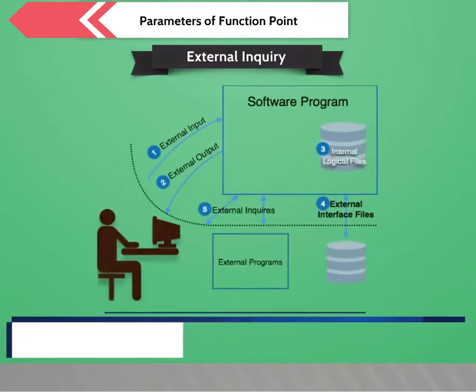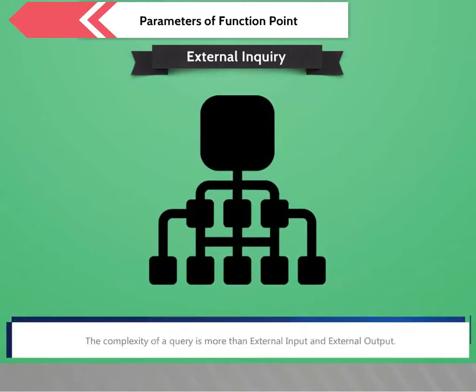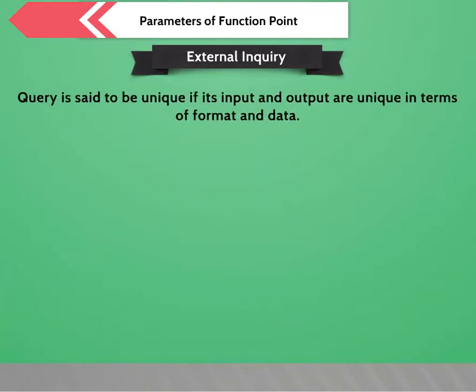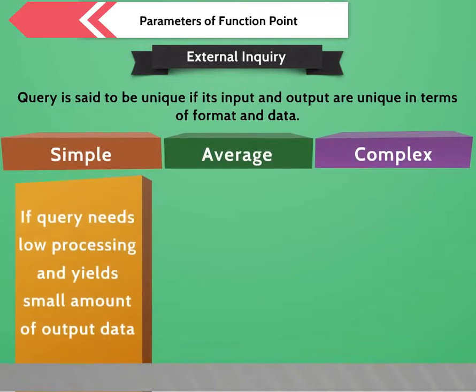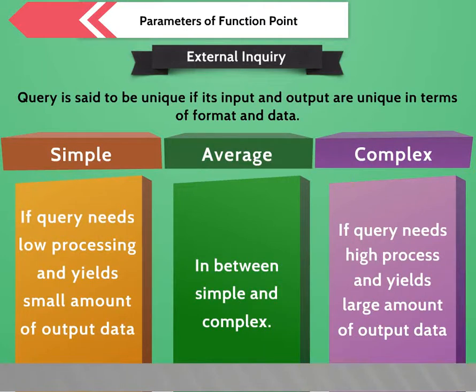External inquiry. An inquiry is a combination of input and output where users send some data to inquire about as input and the system responds to the user with the output of the inquiry processed. The complexity of a query is more than external input and external output. A query is said to be unique if its input and output are unique in terms of format and data. Simple, if query needs low processing and yields a small amount of output data. Complex, if query needs high processing and yields a large amount of output data. Average, in between simple and complex.